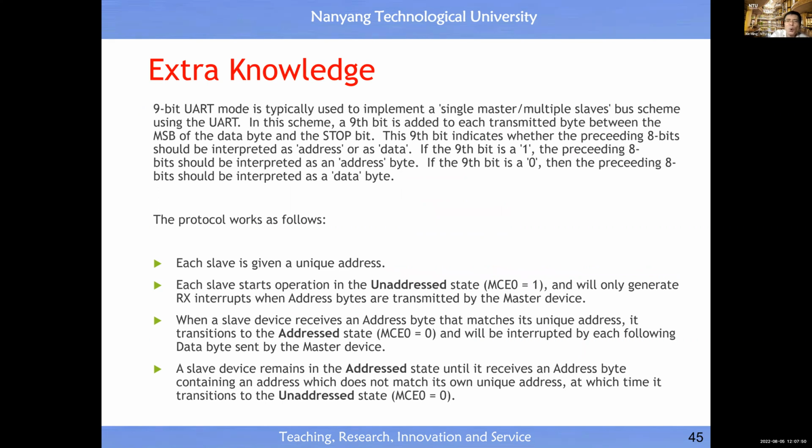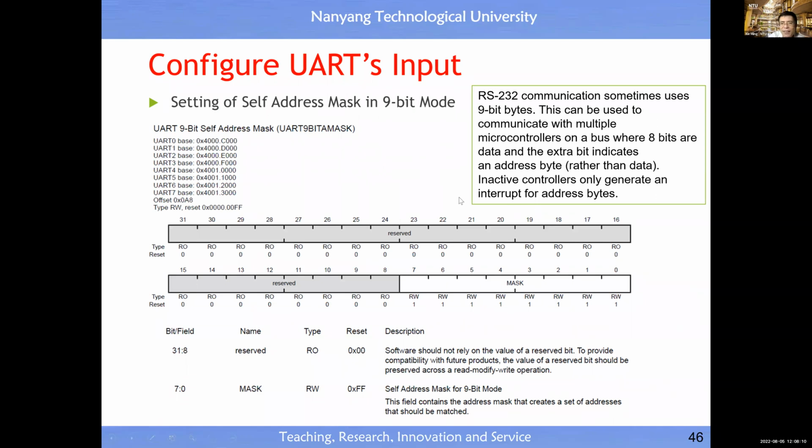Here showing you more detail about what is a 9-bit universal asynchronous read and write. So this is for the scenario of a single bus. We may have 200 devices. Then you can set the address for each of the devices. And this is to set the mask, to mask out certain bits. If I only have 10 devices, I'm not going to use all the address bits, so you can mask them out, right?